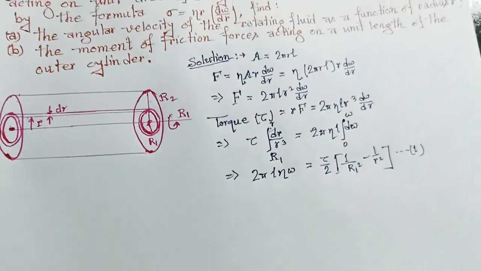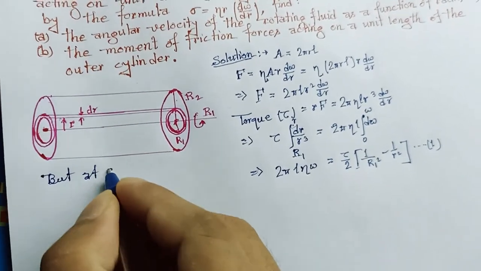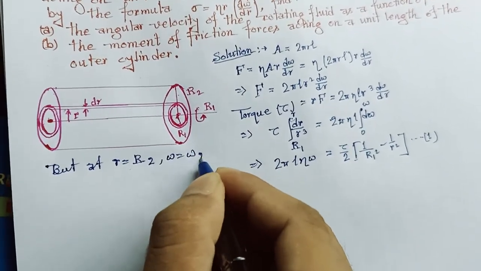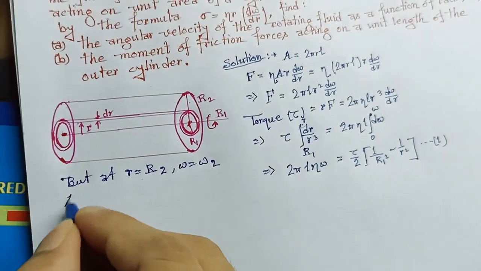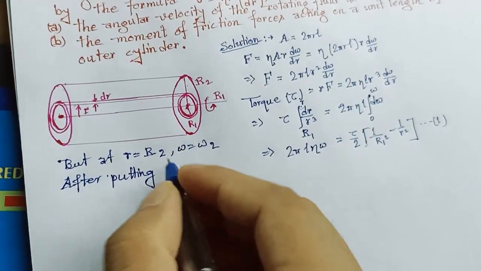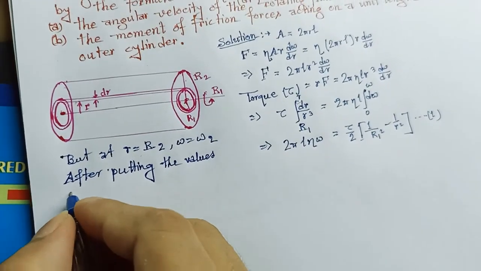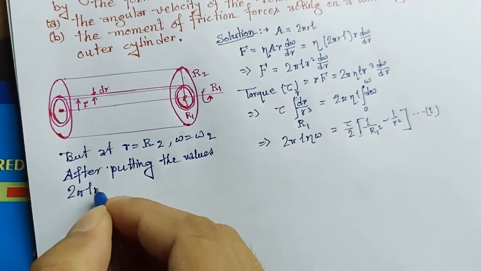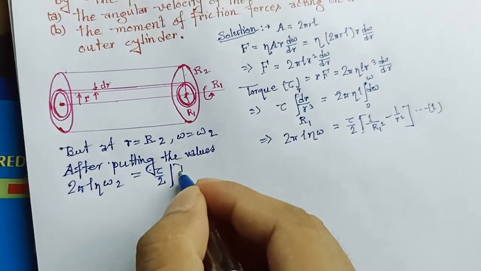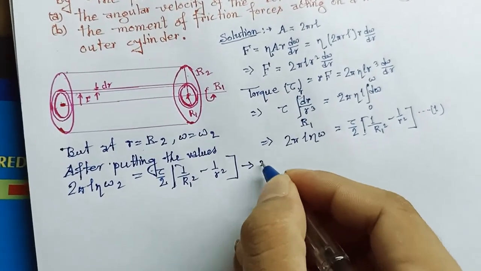But at small r equal to r2, omega equal to omega 2. After putting the values, we'll get 2 pi L eta omega 2 will be equal to tau divided by 2 into 1 divided by r1 square minus 1 divided by r2 square. So let this be our equation number 2.